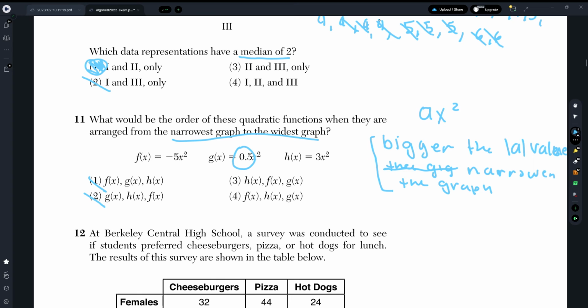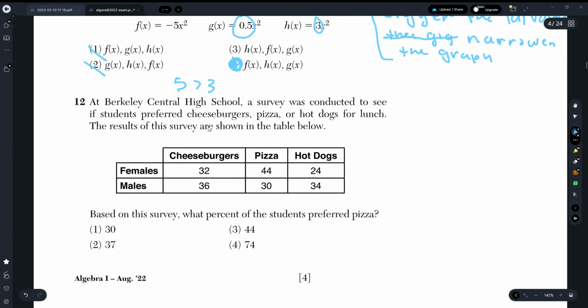Because 3 technically is bigger than -5, we're looking at the absolute value. So which number is bigger, 5 or 3? 5 is bigger, so f of x is going to be the biggest function. And the answer to 11 is 4. So just remember this rule: the bigger the absolute value of a is, the narrower the graph. You can also check this just by plugging into your graphing calculator, but I'd rather not.